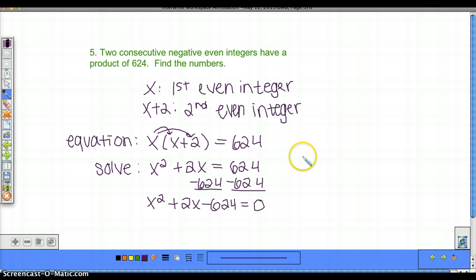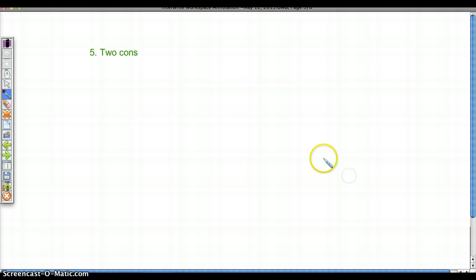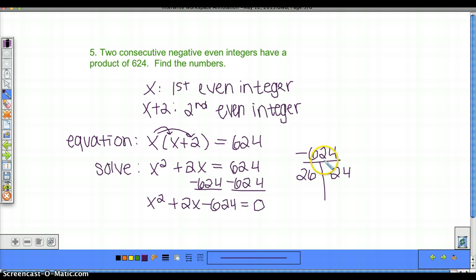Now this is a pretty big number here. We're looking for two numbers that multiply to give me negative 624 and add to give me positive 2. This may take you a while to figure out, but you have a calculator and you can play with the numbers and divide what you need to find the two factors. For the sake of time, I'm just going to say that positive 26 and negative 24 multiply to give me negative 624 and add to give me positive 2. So my two factors here are x plus 26.